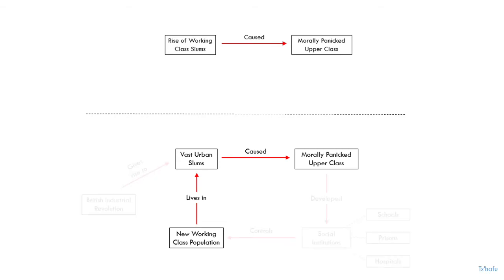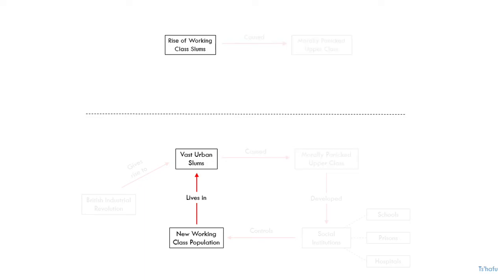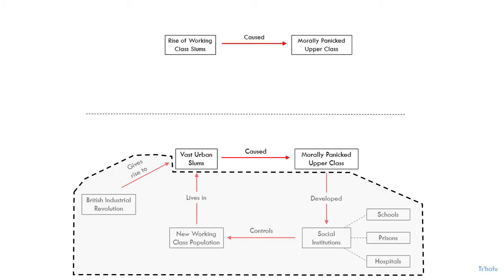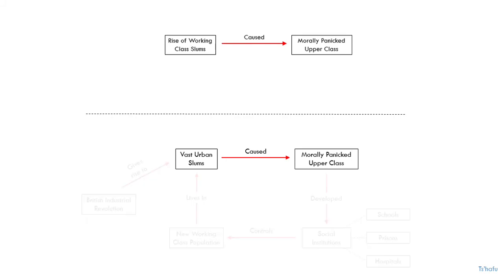We just got rid of it. And then secondly, what we did is we took what was down here, really two objects. So the new working class population lives in the vast urban slums, and we consolidated those two objects into just one at the top, the rise of the working class slums. And with that, we can now see just how much we cut out. Right? We started with the one at the bottom, and we cut out this entire section and reduced it to just these two objects in their relationship.